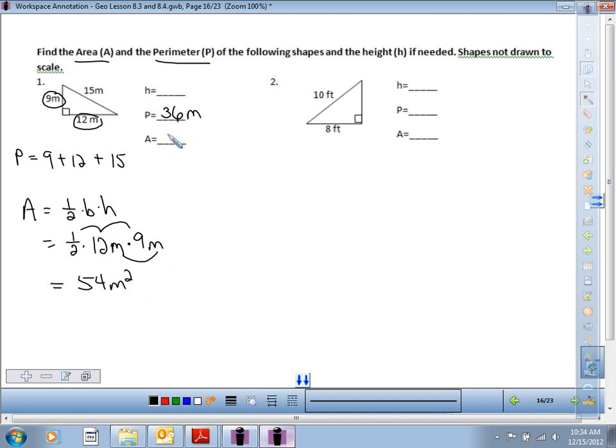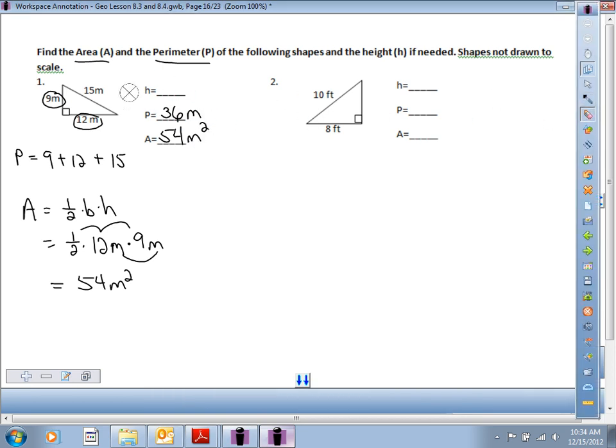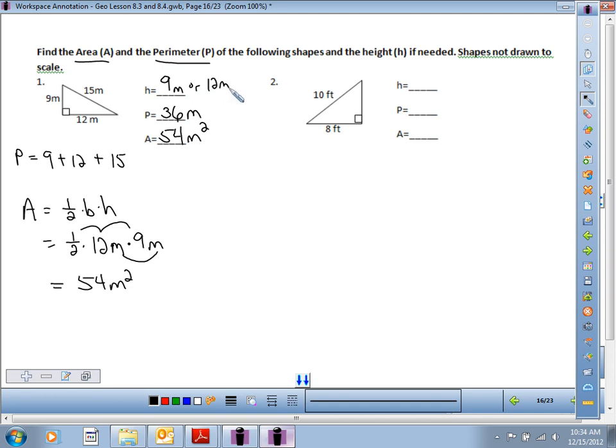So my area is 54 meters squared. Okay. Now the first one, the height, I just wanted to practice and have you do that. After today, we aren't going to do that anymore. But the height of this triangle could be 9, or it could also be 12 meters. It depends on which way you're looking at that triangle. So what we're going to do on number 2, all right, so let's go.